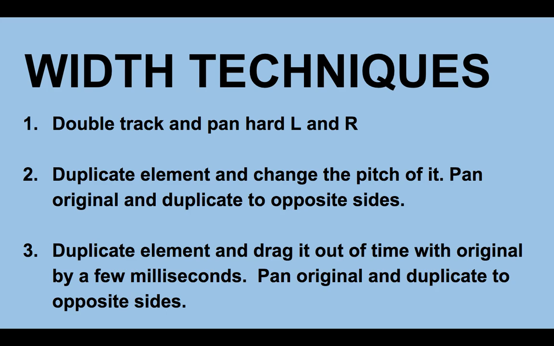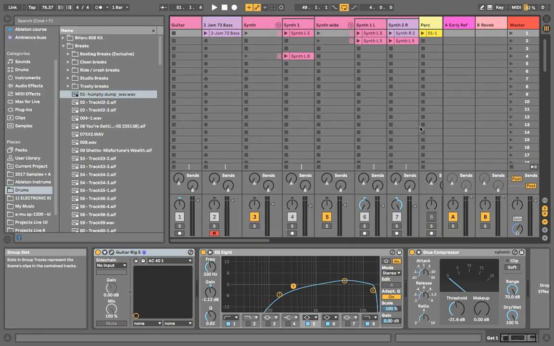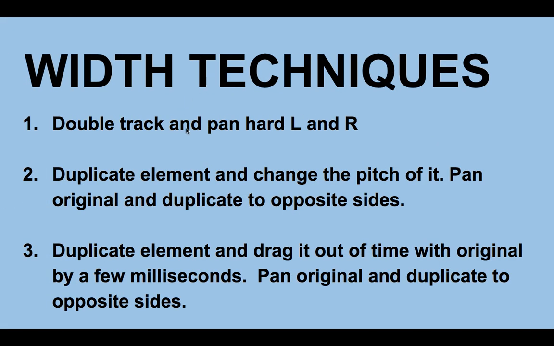We're going to look through these three techniques. There's many more ways of making things wide, but these are very common ones that are easy to set up, and some will work better in different situations. So let's try out some of these. Let's have a look at some synths. So the first one is double track pan, hard left and right.